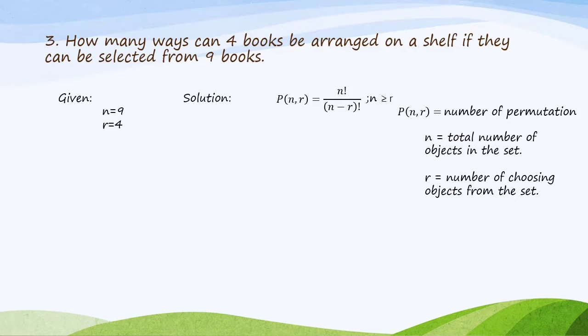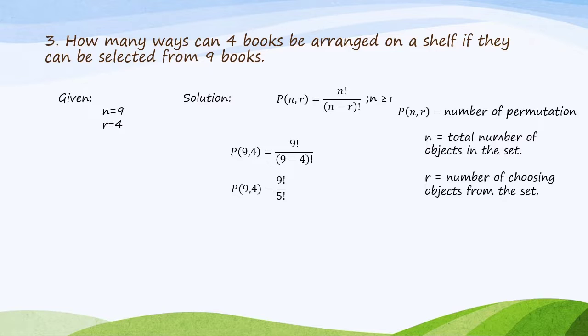Then after that, substitute the given value of n and r to the permutation formula. So we have P of 9, 4 equals 9 factorial divided by the quantity of 9 minus 4 factorial. So let us first simplify 9 minus 4. So that is P of 9, 4 equals 9 factorial divided by 9 minus 4, so that is 5.